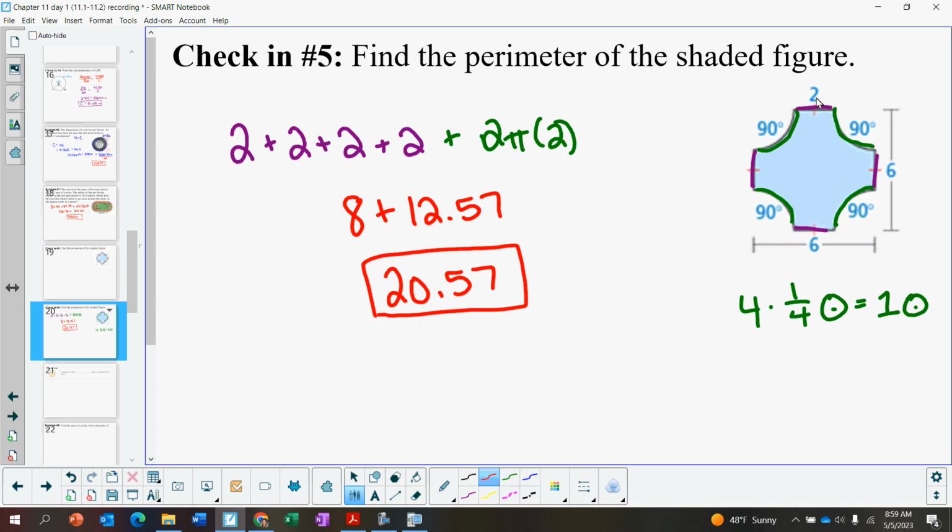All right, so the four straight pieces were each 2, so 2 plus 2 plus 2 plus 2. Then I had 4 quarters of a circle, and 4 quarters of a circle is really one whole circle. And each of those circles also had a radius of 2. So that was one full circle. Find the circumference, radius of 2. So we get a total perimeter of 20.57 units.